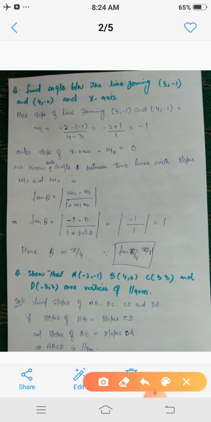Find the angle between the line joining (3, -1) and (4, -2) and the x-axis. Here we will use the slope concept. Now here the slope of the line which is formed by joining (3, -1) and (4, -2) is given by (y2 minus y1) upon (x2 minus x1), that is simply minus 1.